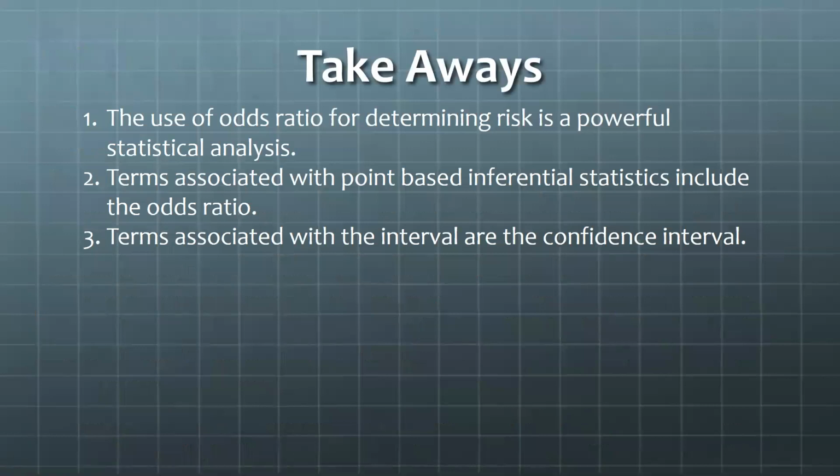What I want you to understand is that the odds ratio determining risk is a powerful statistical analysis. Terms associated with point-based inferential statistics include the odds ratio itself, because that's one number, and associated with interval are the confidence interval or the range of those results.